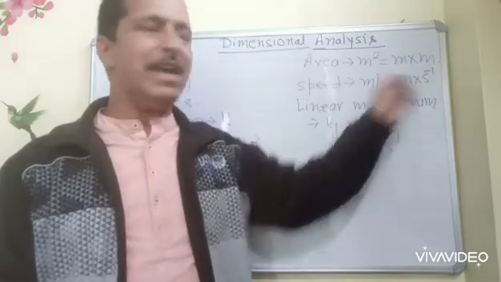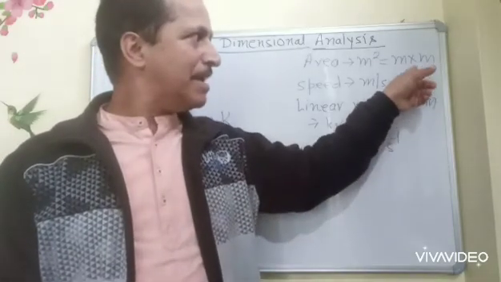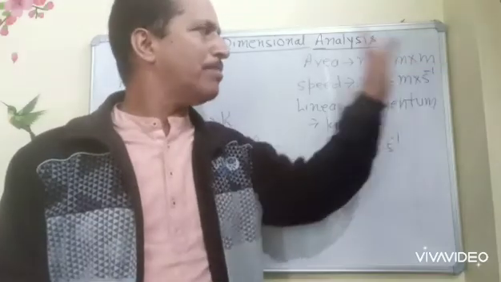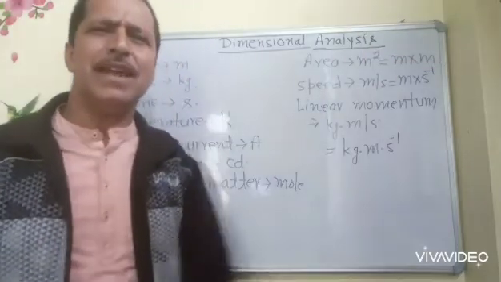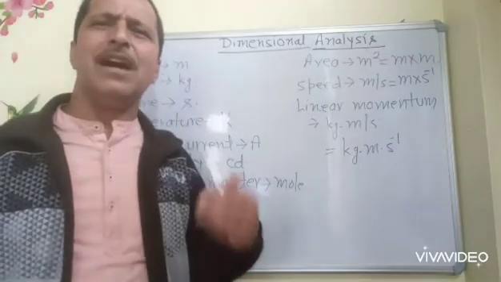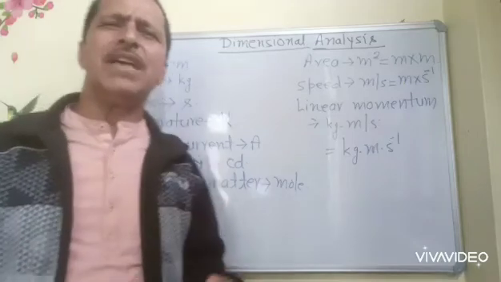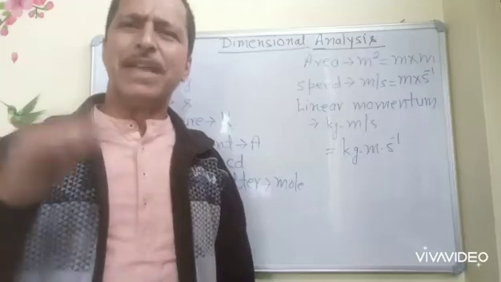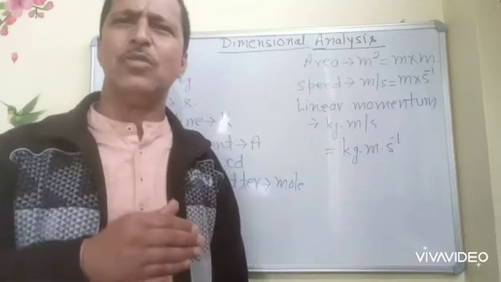meter per second that the meter is raised to power 1 and the second is raised to power -1. So we can say that the dimensions are those powers which are raised on fundamental units to express the unit of a given physical quantity.